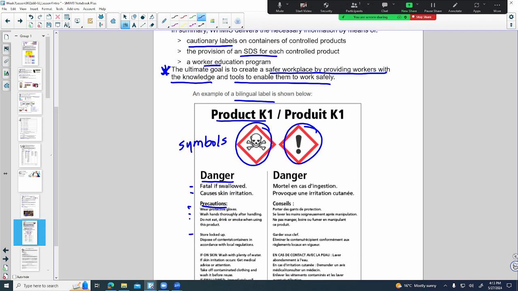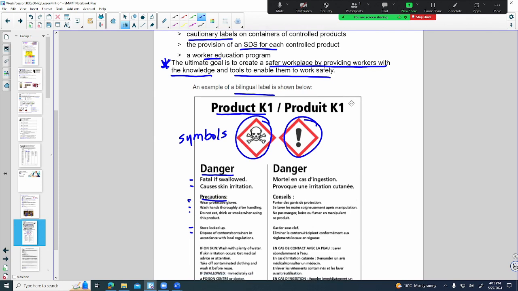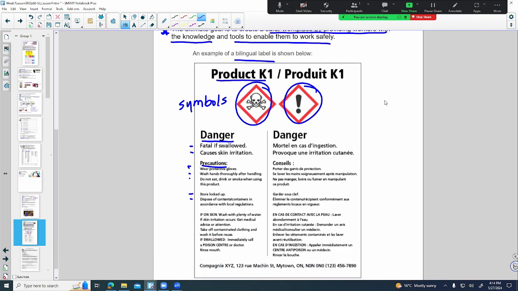Store locked up, dispose of contents or containers in accordance with local regulations. And then it also tells you what happens if you get it on your skin. So if on skin, you have to wash with plenty of water. If skin irritation occurs, you should get medical advice or attention.